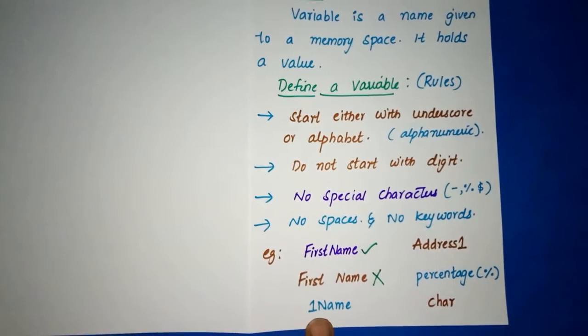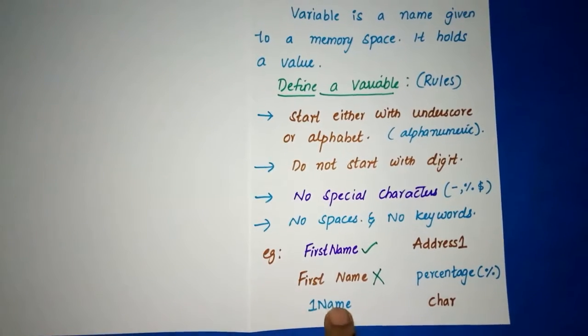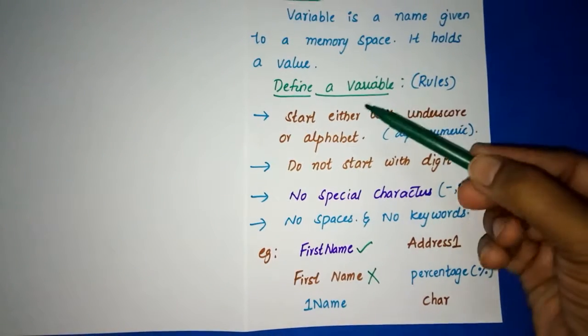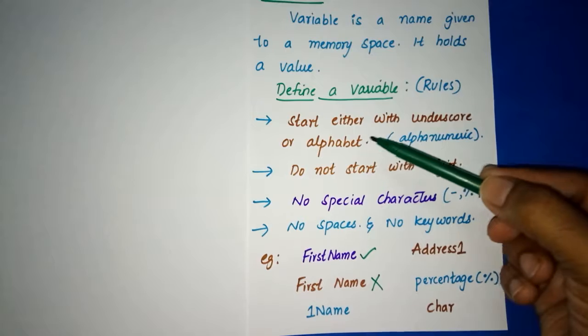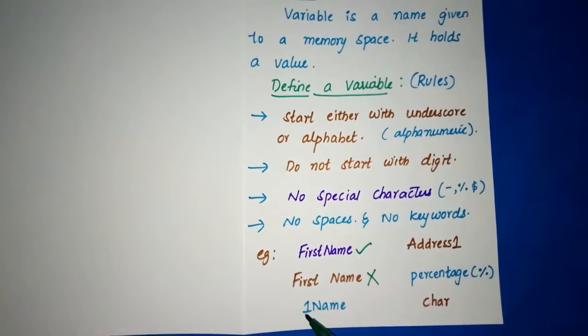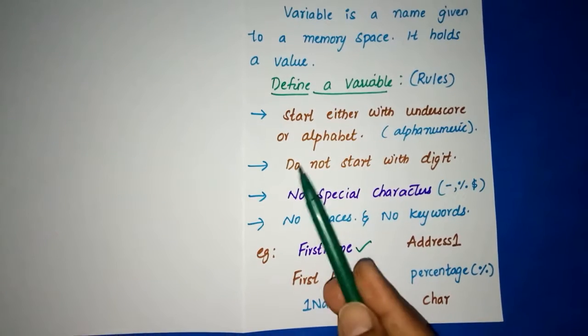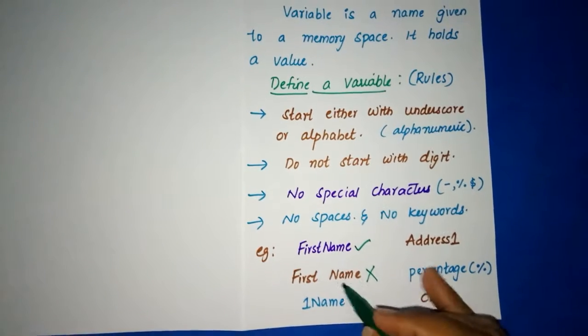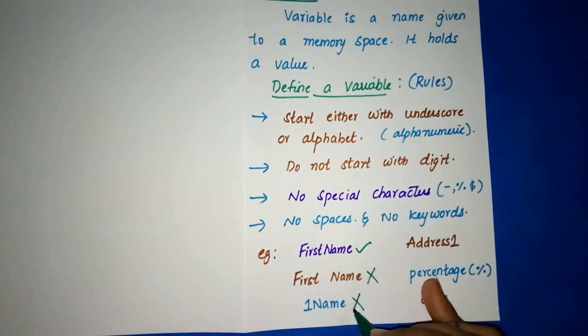And for example, you define it like this: 1firstname. It starts with a digit. What did the first rule say? It should start with either an underscore or an alphabet. Here it starts with a digit, and we should not start with a digit. So this is also not a valid variable.